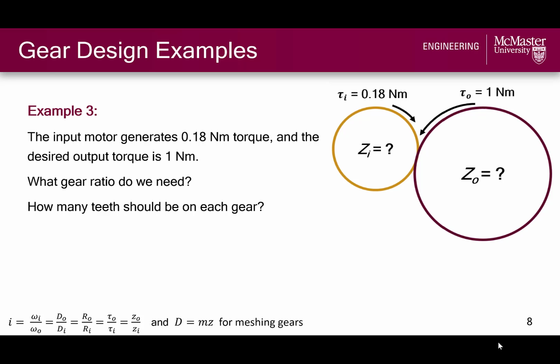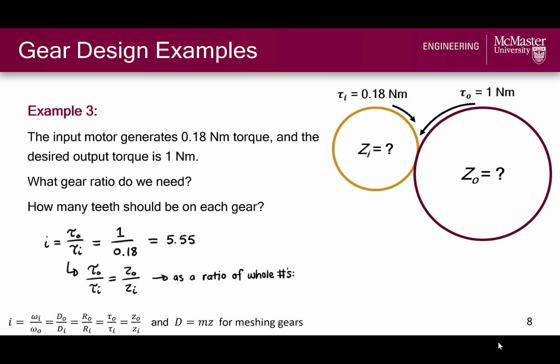If we flip this problem around and start with the required input and output torques of 0.18 Newton meters and 1 Newton meter respectively, we can calculate our gear ratio as I equals tau out over tau in, which is 1 over 0.18 equal to 5.55. If we want to determine how many teeth we need on each gear in this case, we know that we want the ratio of the number of teeth to be exactly equal to the torque ratio, but with the requirement that both gears must have a whole number of teeth.